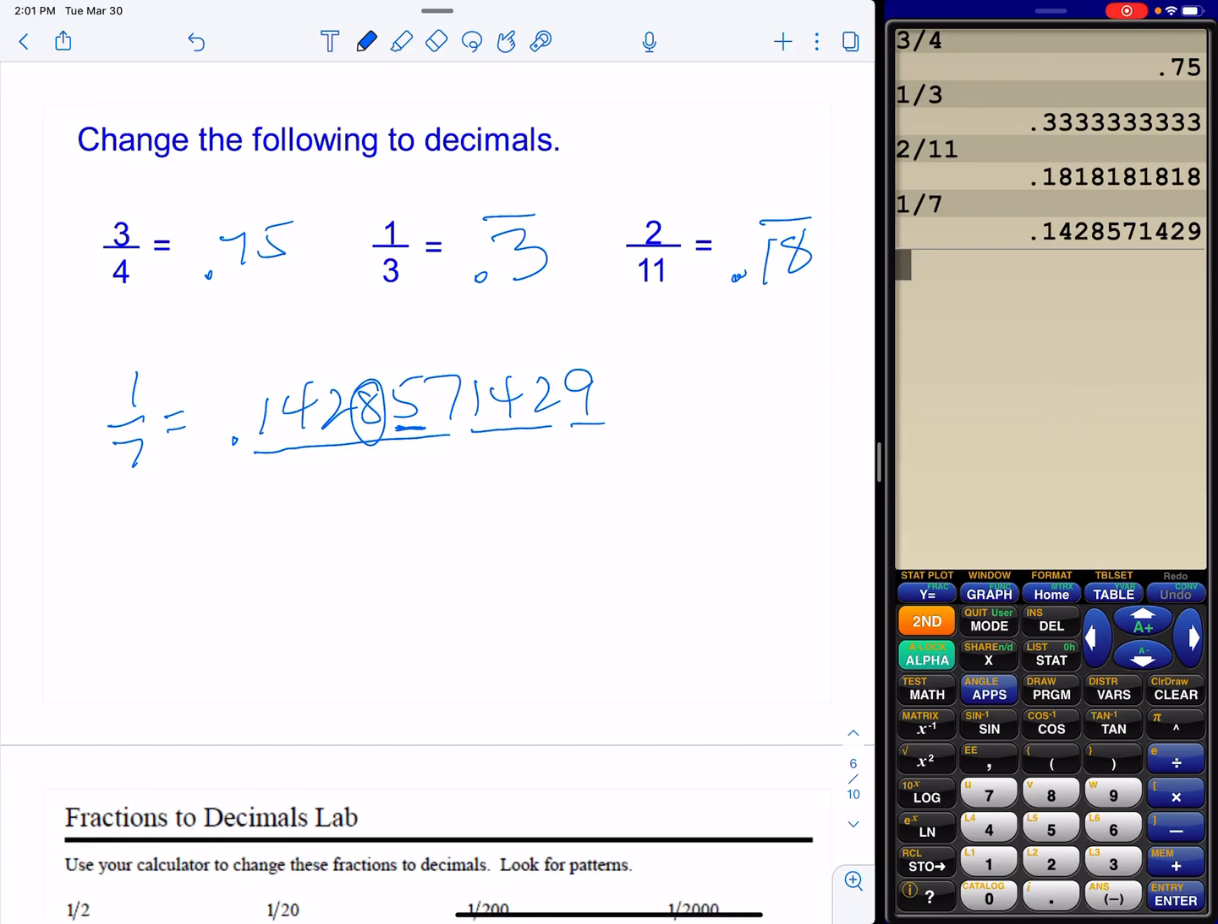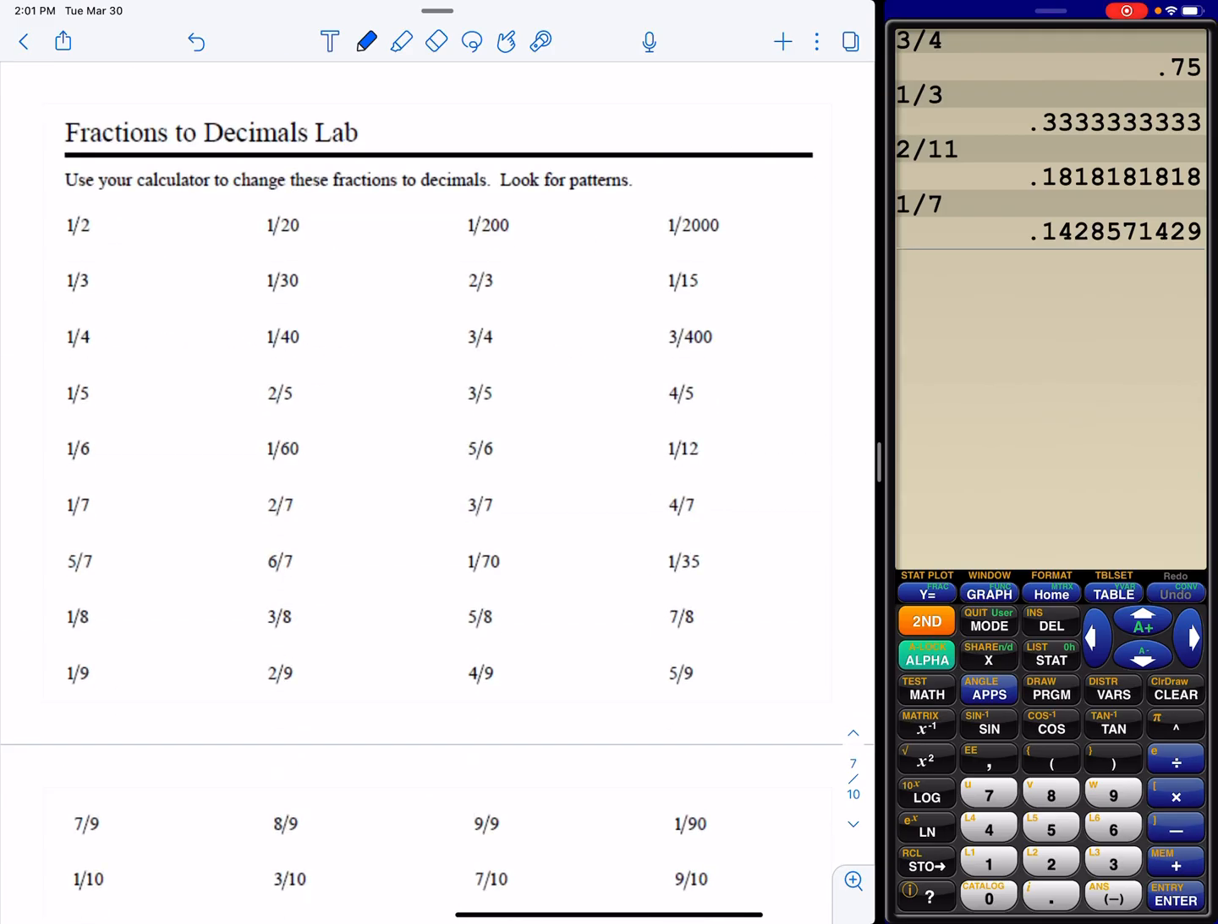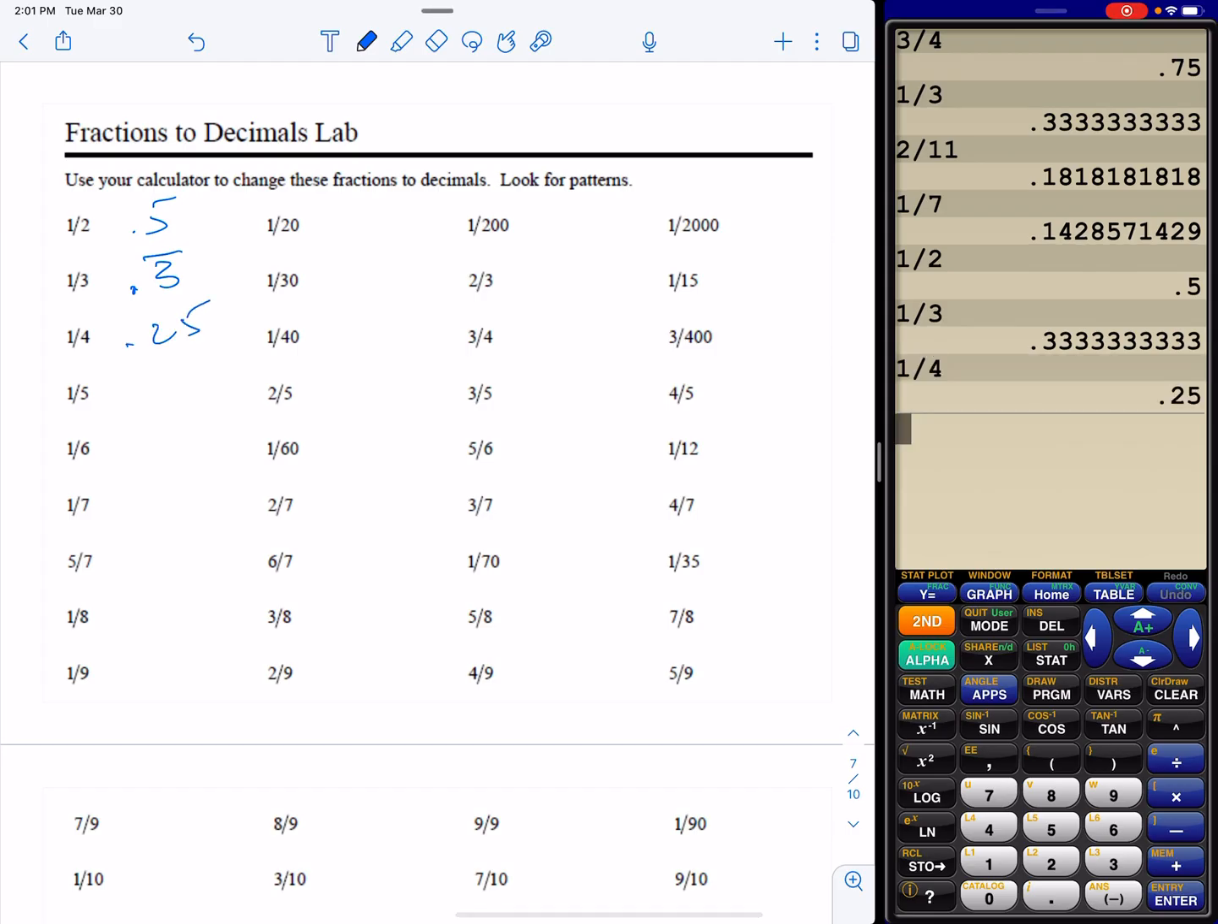So that's what we're looking at today. I'm going to have you type in a bunch of fractions, and I want you to give me their decimal equivalents. Here's the lab that you're going to be working on. On Google Classroom, you're going to either write down the fractions or print this document out, and just type them into the calculator. So you'll start with 1/2. 1 divided by 2, write it down, 0.5. 1 divided by 3, write it down, 0.3 with a bar. 1 divided by 4, 0.25, and so on and so forth.